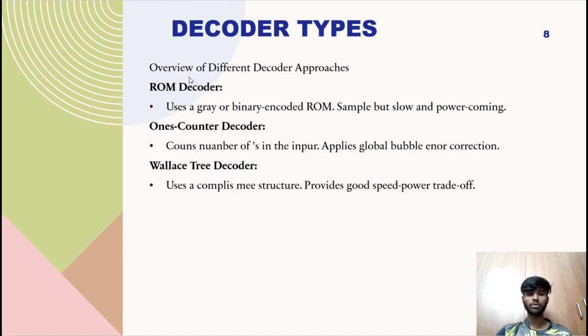Decoder types: an overview of different decoder approaches, ROM decoders, ones counter decoders, Wallace tree decoders. ROM decoders use a gray or binary encoded ROM, but are slow and power consuming. Ones counter decoders count the number of ones in the output and provide global bubble error correction. Wallace tree decoders use a complex tree structure and provide a good speed power trade-off.